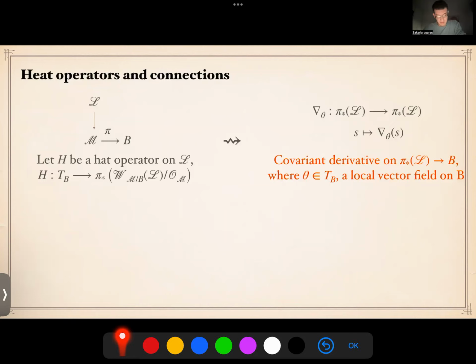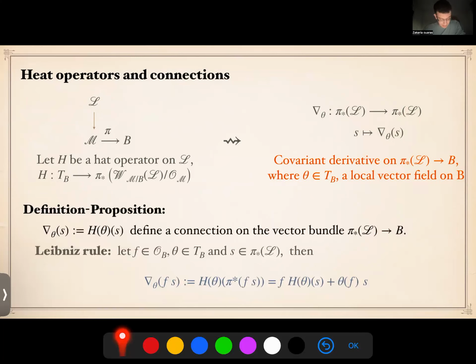Now, why are we interested in heat operators? The machinery is the following. If you have a heat operator on your line bundle relative to the base B, you can associate to it a covariant derivative on the push forward. It means that for any local section on B, you can derive your sections in the direction of theta. The definition: you take sigma theta of s to be your heat operator applied to theta, and after that you apply it to your section.